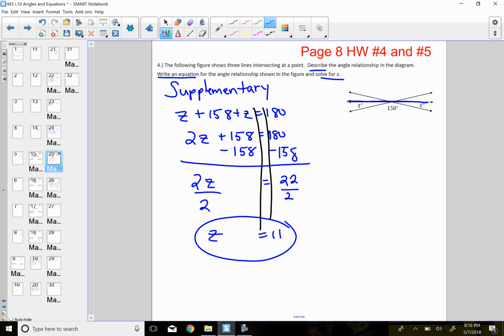So question 4 on page 8 of your note packet, they were supplementary angles. They gave you all kinds of angles in lines, but Z, 158, and the other Z form a straight line making 180 degrees. They didn't tell us anything about these three angles, nor did they ask us to find them. So those three angles add up to 180, so Z is 11. So I described them as supplementary, I wrote an equation, the three angles add up to 180, and I solved for the value of Z.